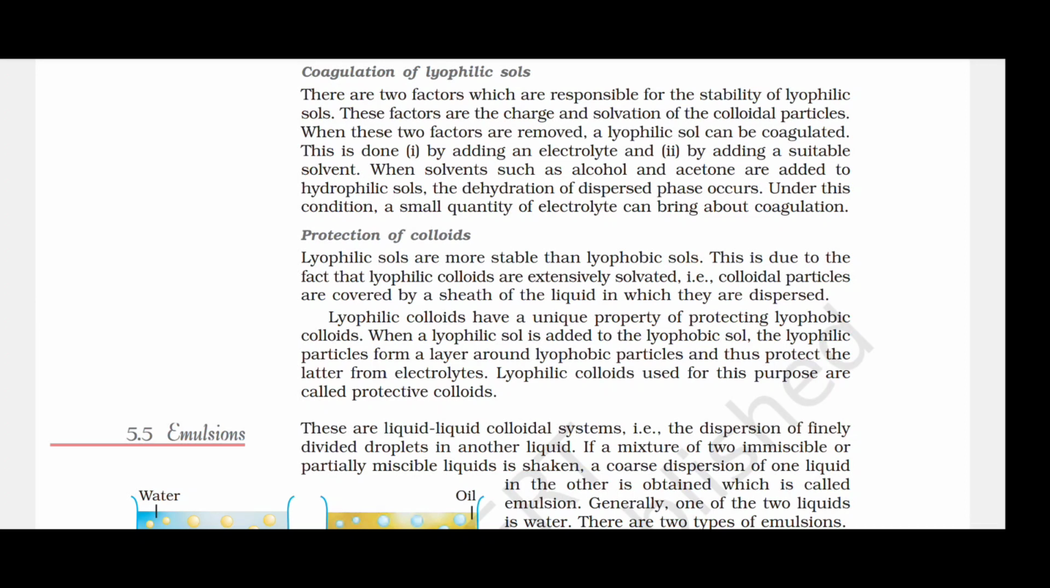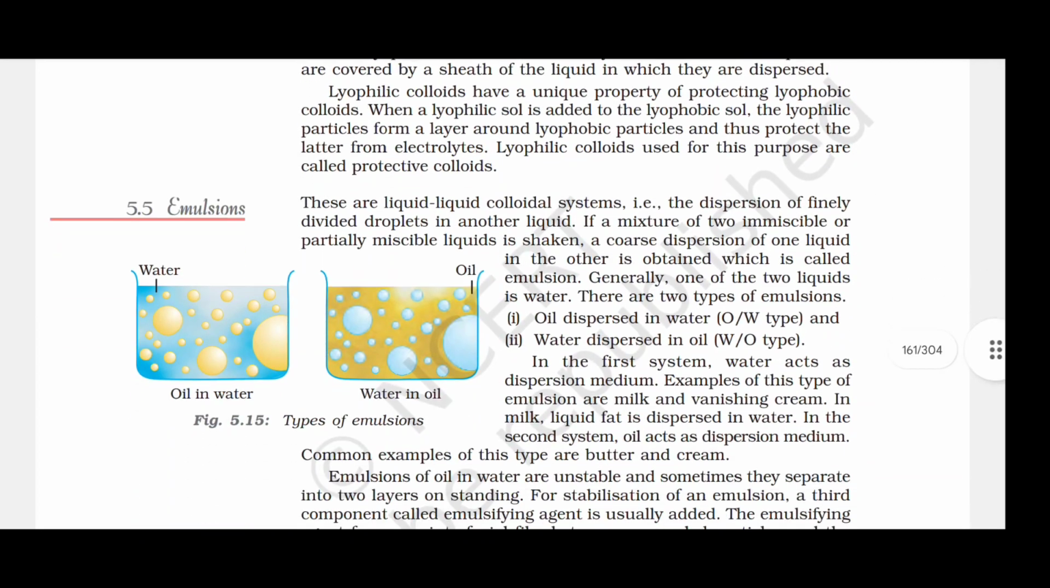Protection of colloids. Lyophilic sols are more stable than lyophobic sols. This is due to the fact that lyophilic colloids are extensively solvated. That is, colloidal particles are covered by a sheath of the liquid in which they are dispersed. Lyophilic colloids have a unique property of protecting lyophobic colloids. When a lyophilic sol is added to the lyophobic sol, the lyophilic particles form a layer around lyophobic particles and thus protect the latter from electrolytes. Lyophilic colloids used for this purpose are called protective colloids.